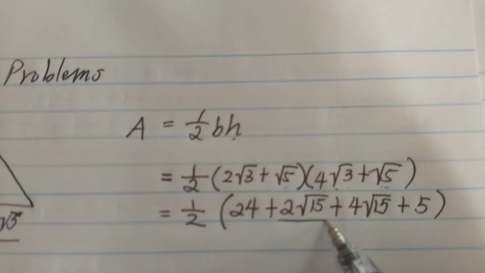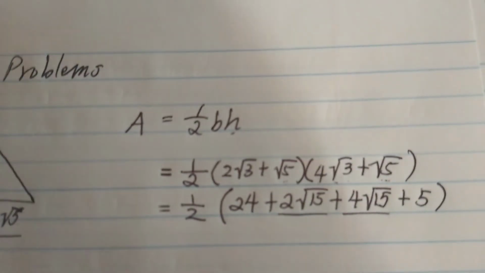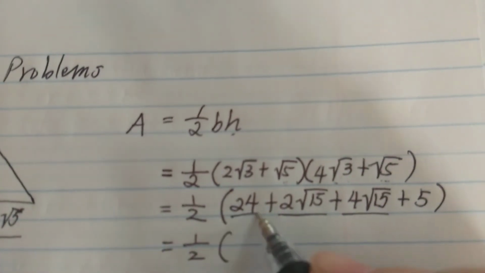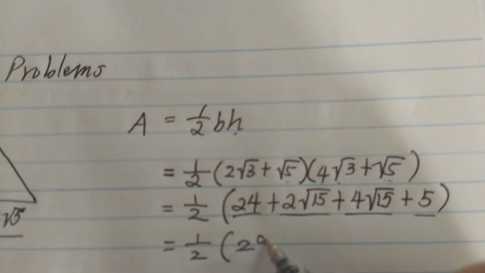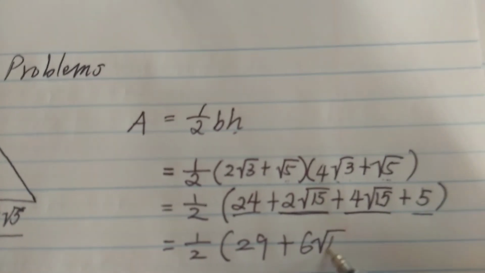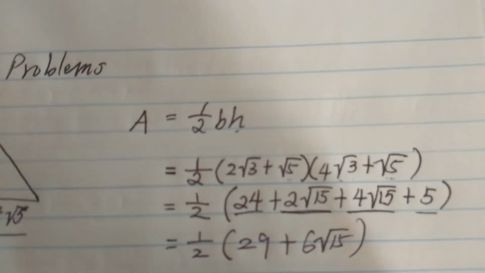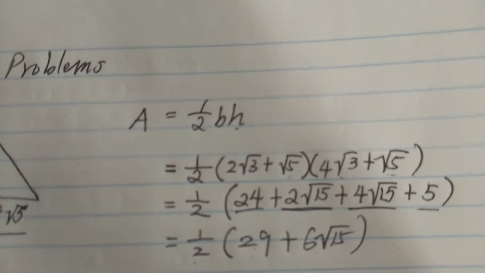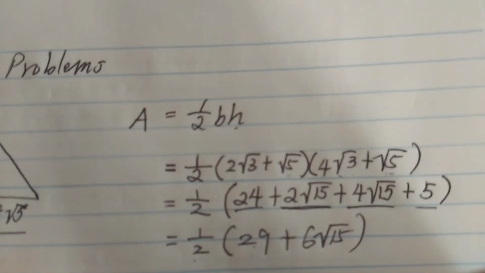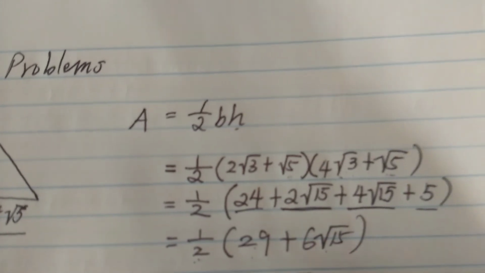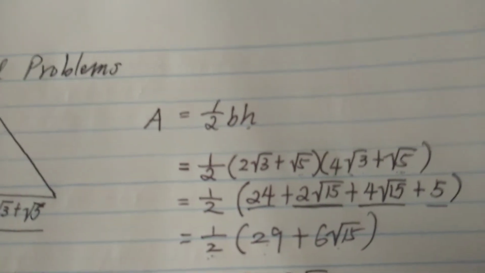Wow, isn't this nice? You have two terms that are like radicands. So we're going to simplify this further. The 24 and the 5 we can combine first. Then we're going to combine this term with this term, which is 6 radical 15. And then we're going to distribute the 1/2 to all of that. So 29 divided by 2 gives you 14.5, and 6 radical 15 divided by 2 will give you 3 radical 15. And that's your answer, I hope.